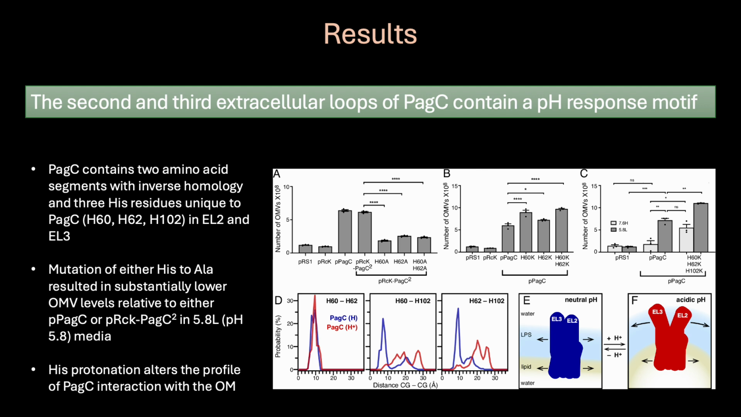So E is showing EL2 and EL3 in a neutral pH, and here it takes on an overall cylindrical shape. And in figure F, EL2 and EL3 are shown in an acidic pH, where you can see that the electropositive histidine-histidine repulsions decouple EL2 and EL3, and the protein becomes more deeply embedded in the outer membrane, and thus it was concluded that histidine protonation alters the profile of PAG-C interaction with the outer membrane.